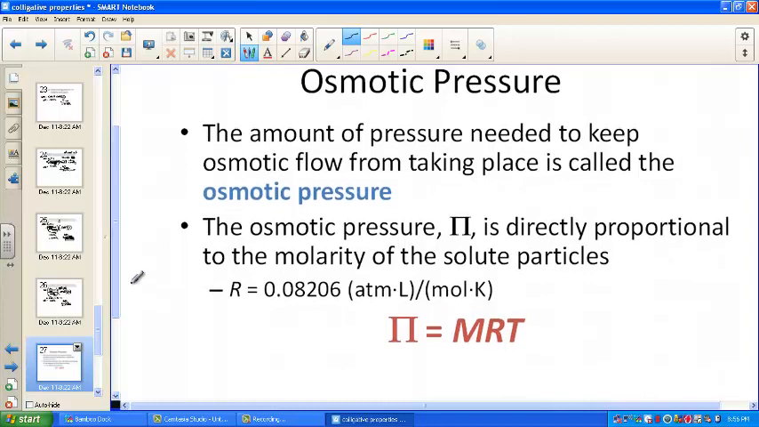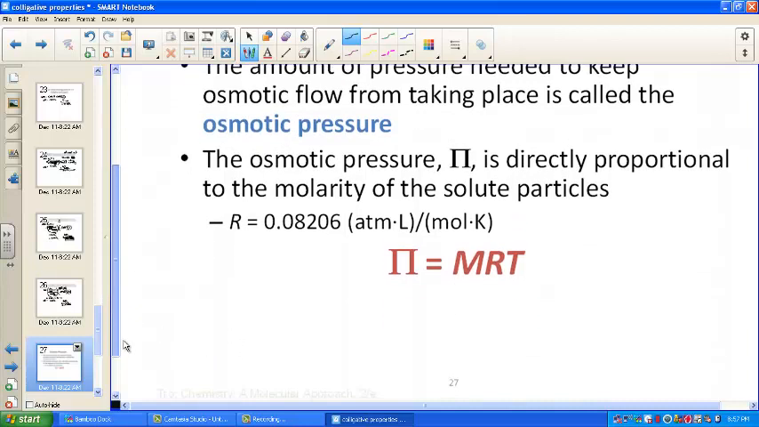Here's a repeat slide. The osmotic pressure. This would have been a good time to introduce that after the Van't Hoff factor, but at least now we know the fourth and final colligative property, osmotic pressure. The amount of pressure needed to keep the osmotic flow from taking place is called the osmotic pressure across a semi-permeable membrane. The good news here, I really do think that this is a nice review of a PV=nRT problem.